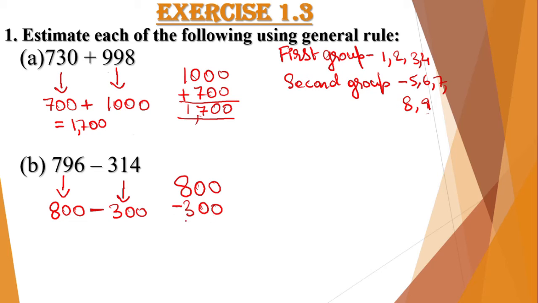Now 0 minus 0 is 0. And again 0 minus 0 is 0 only. And 8 minus 3 is 5. So we will get 500 as our answer. So this is our estimated answer for the second question.